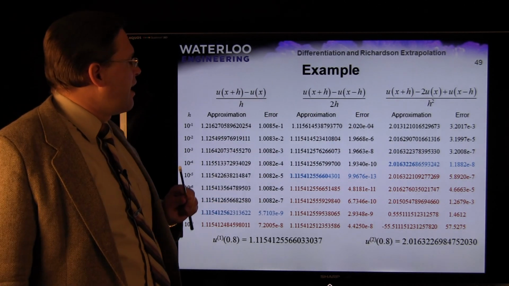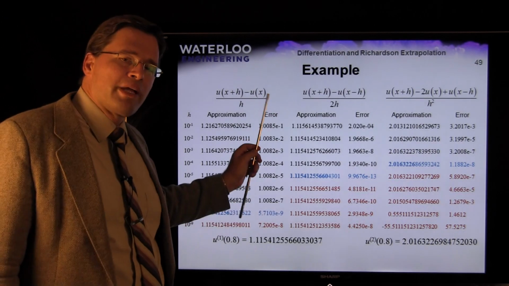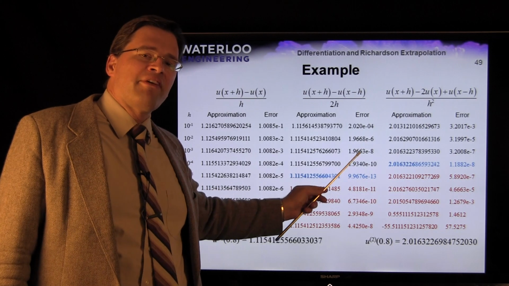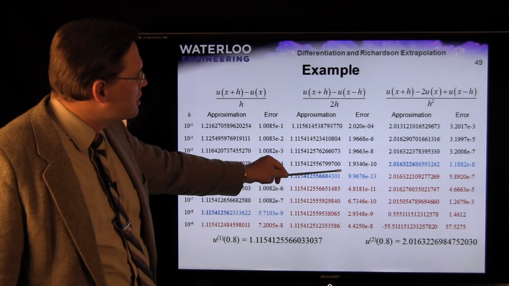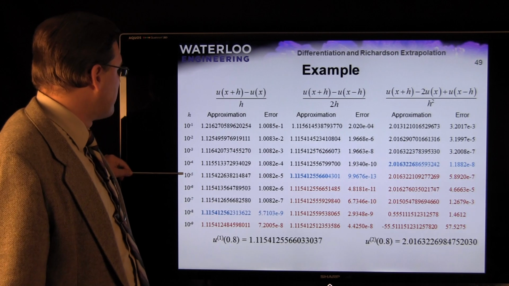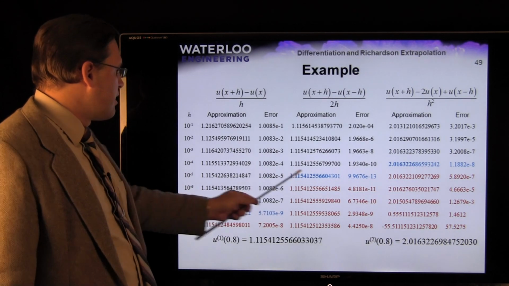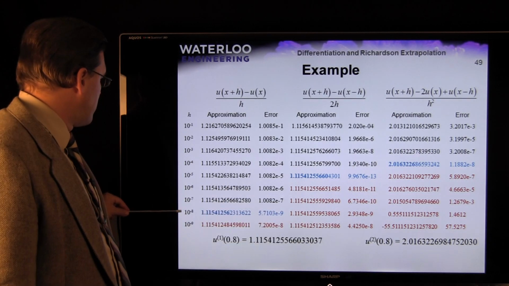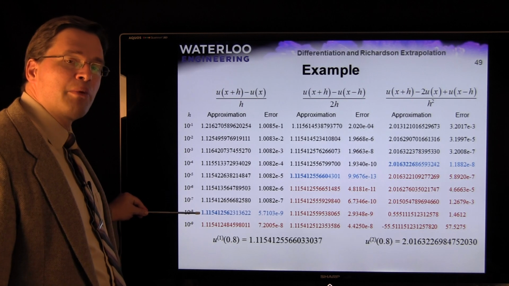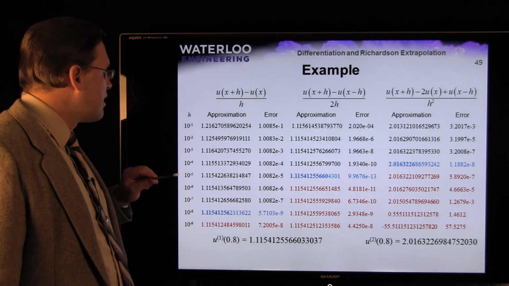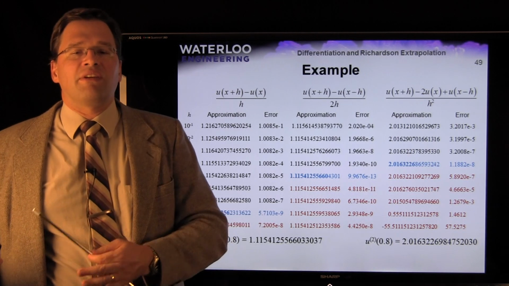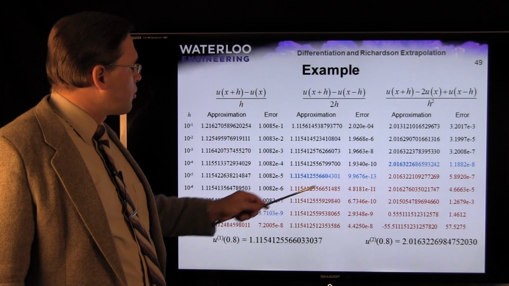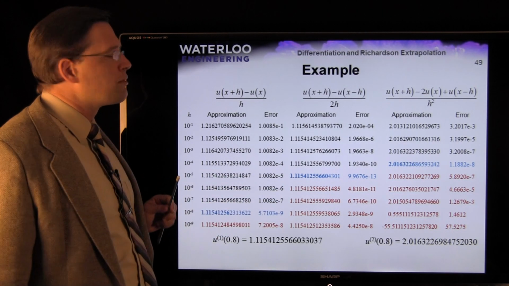With the other approximation of the derivative, notice what happens. Again, we get more and more accurate, but with each step the error drops by a factor of 100. Now, the most accurate answer is here when we use 10 to the negative 5, and the error is on the order of 10 to the negative 12. Here, the error is found when h is equal to 10 to the negative 8, and the error is now significantly larger. It's on the order of 6 times 10 to the negative 9. So, better approximation, smaller value of h.